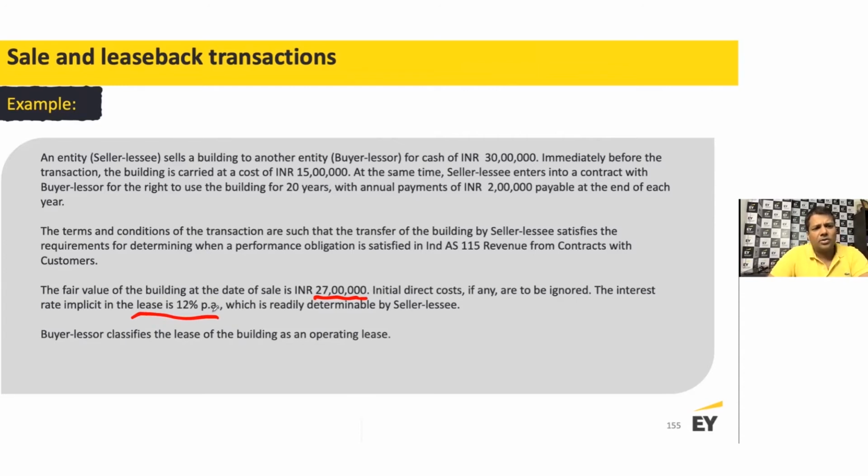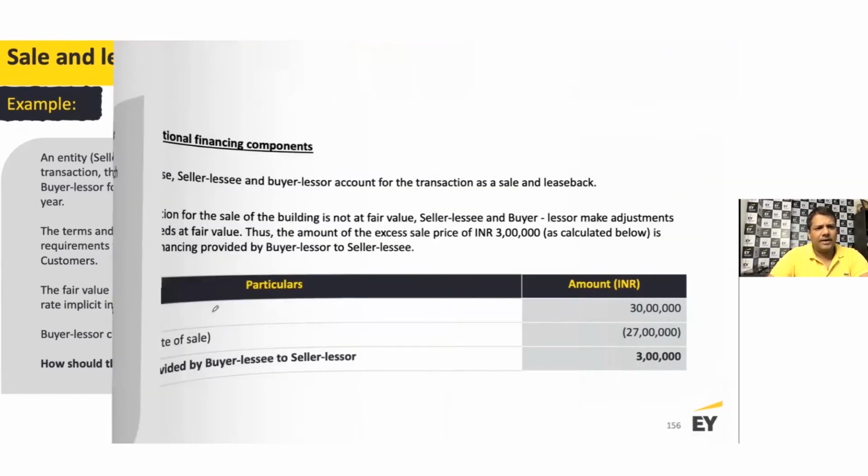The buyer lessor classifies the lease as an operating lease, because I believe the life of the building could be 40 years, and I'm leasing it back only for 20 years. Okay, so the buyer lessor has done that assessment. It's an operating lease. So how should the said transaction be accounted for in the books of the seller as well as the buyer? Okay, so let's just try and understand the solution.